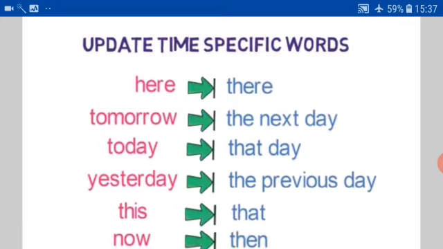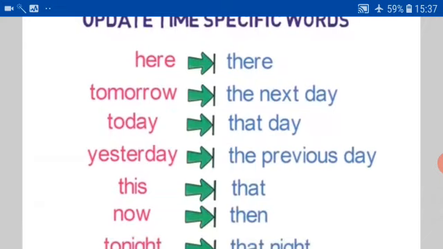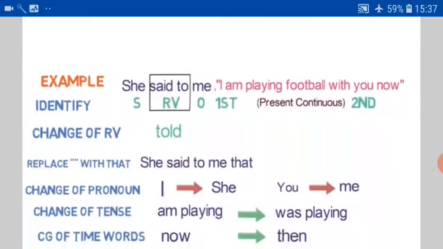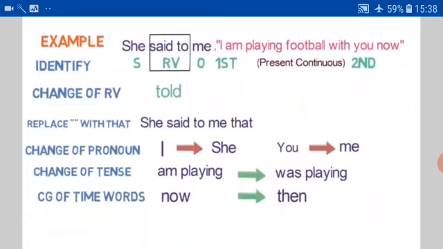Now let's look into the final step, that is the sixth step of the formula, that is time denoting words. Students, we have to change time denoting words like this. Here changed into there, tomorrow into the next day, today into that day, yesterday into the previous day, this into that, now into then, tonight into that night. Like this we have to change. Now let's look into the example to justify all these six steps.